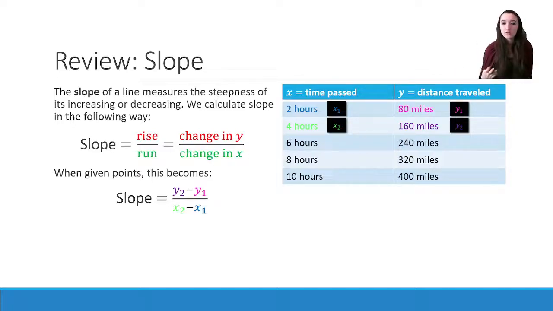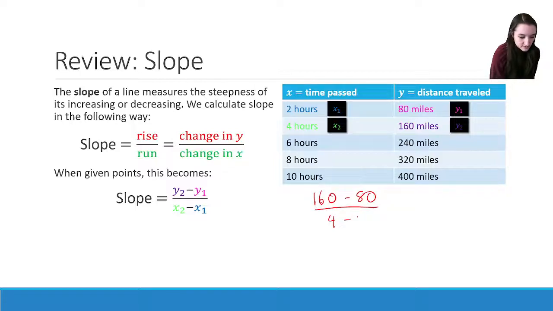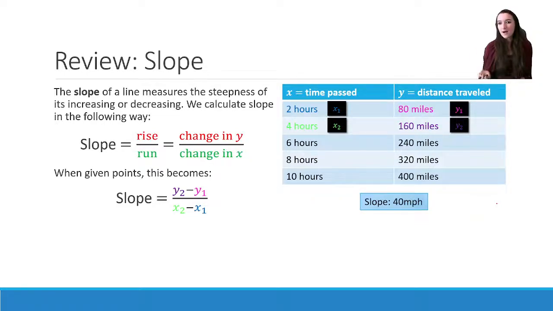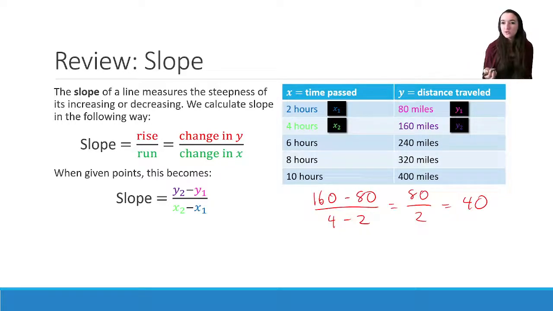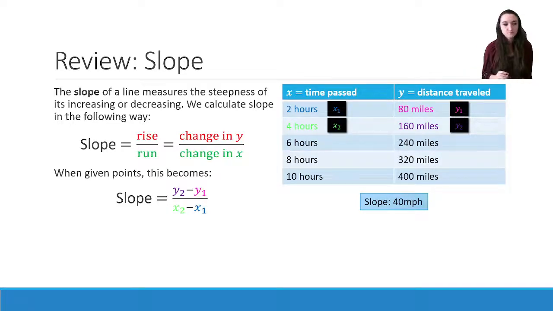So when we calculate the slope using these 2 points, I would take 160 minus 80 over 4 minus 2, which is going to simplify to 80 over 2, which is 40, specifically 40 miles per hour. So remember, when you're doing this, you still want to pay attention to those units if we're given them. So at the top is miles, the bottom is hours. So we get miles over hours, miles per hour. So 40 miles per hour is our slope.